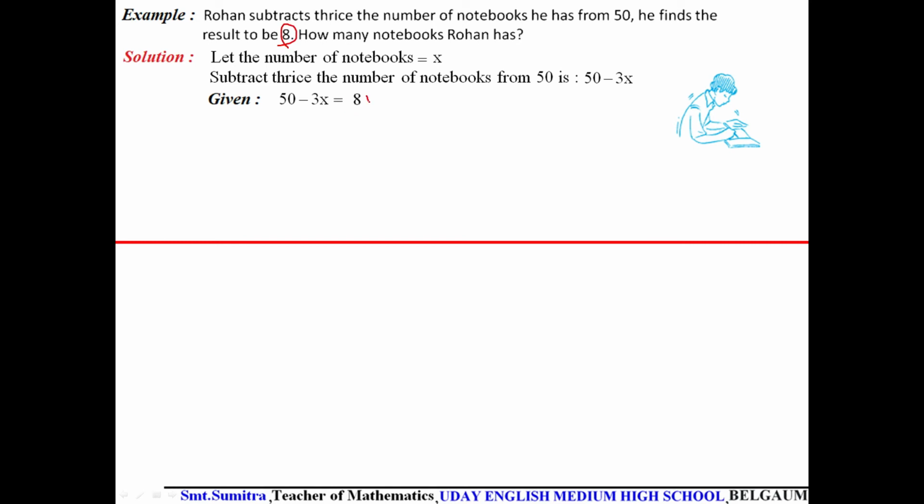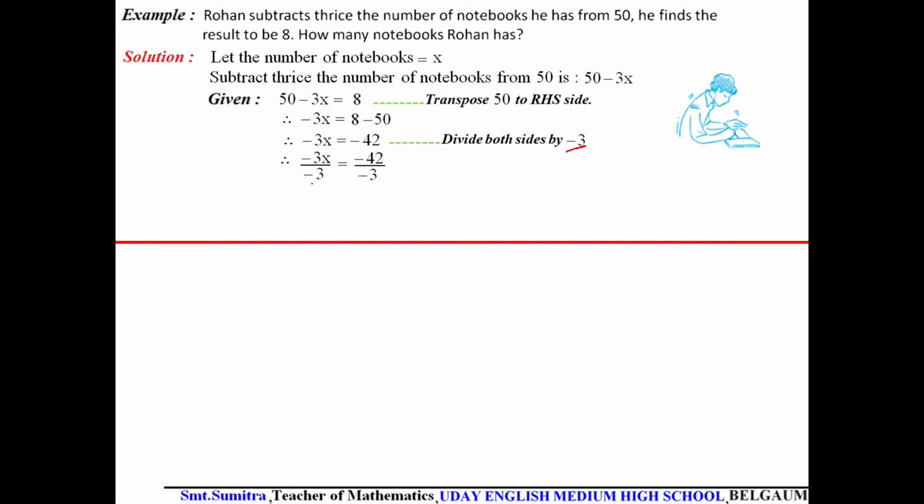Then we transpose 50 to the right hand side. Minus 3x equal to 8 minus 50. Minus 3x is equal to minus 42. To cancel this minus 3, we divide both the sides by minus 3. Minus 3x divided by minus 3 equal to minus 42 divided by minus 3. Cancel this minus 3. Here minus minus becomes plus.